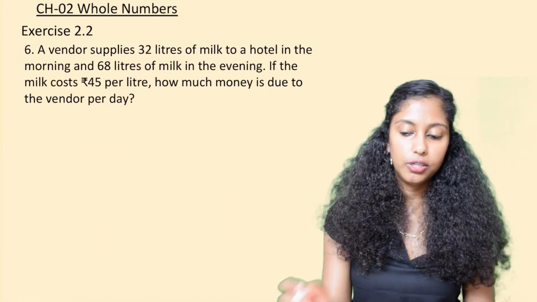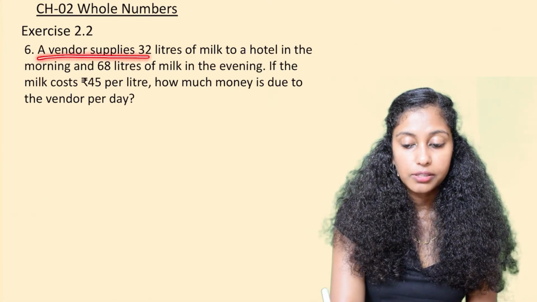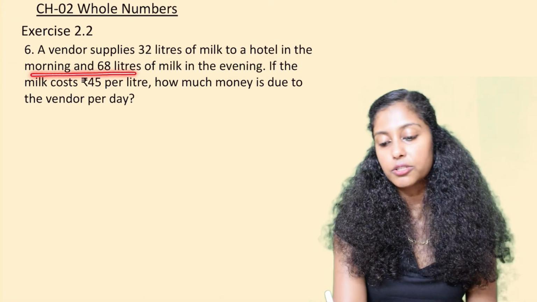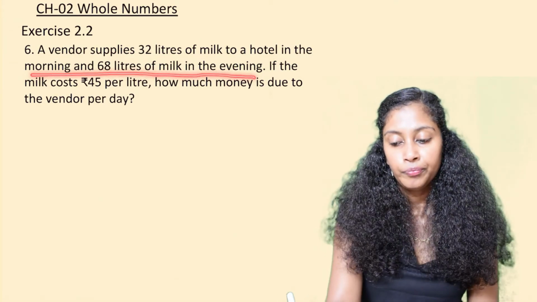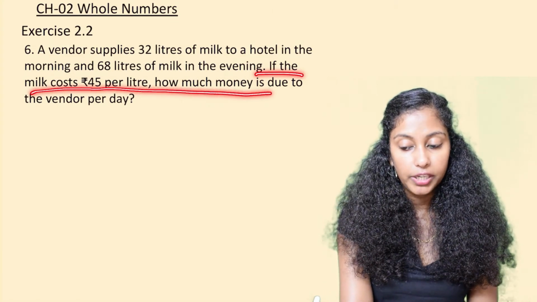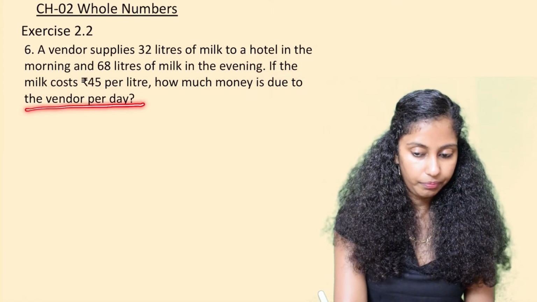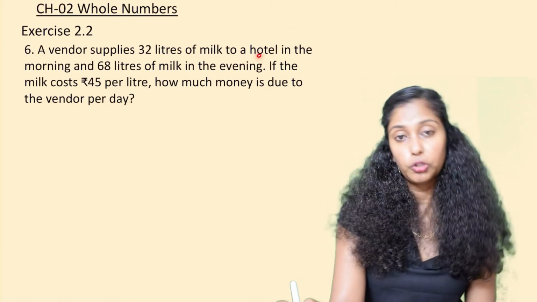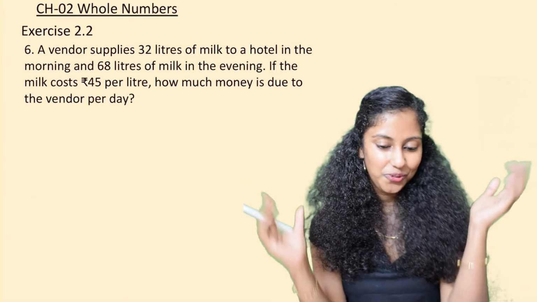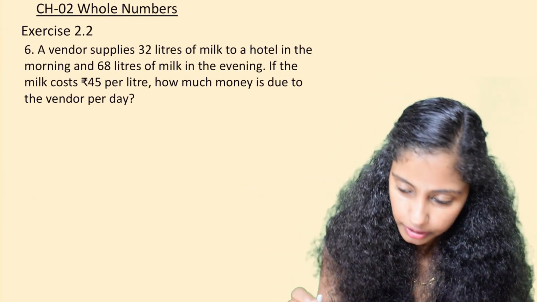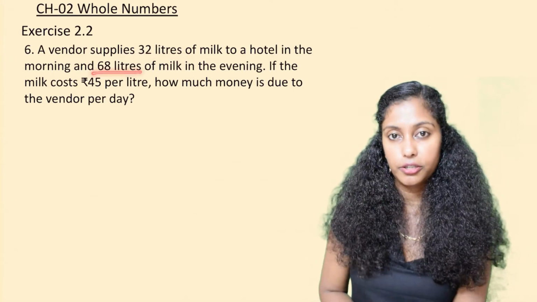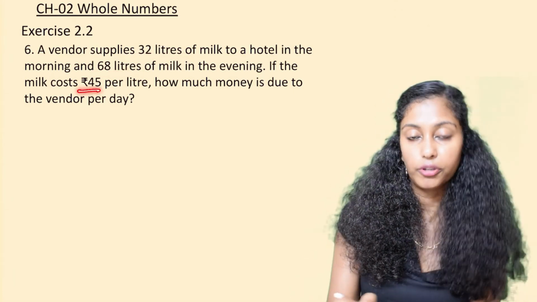Now the next question is, a vendor supplies 32 liters of milk to a hotel in the morning and 68 liters of milk in the evening. If the milk costs rupees 45 per liter, how much money is due to the vendor per day? By the way, hotel food should be consumed very rarely because homemade food is the best food. Here we see common things are 32 liters and 68 liters. Different thing is rupees 45.